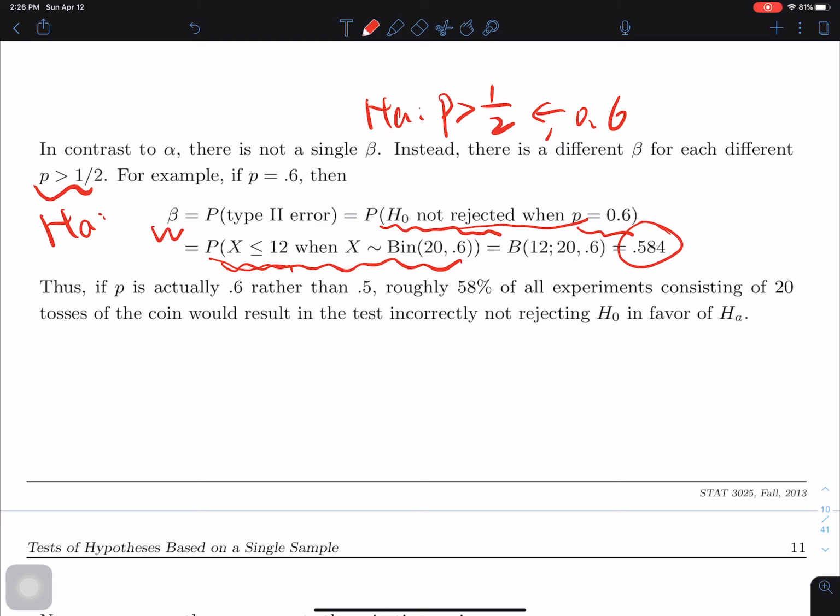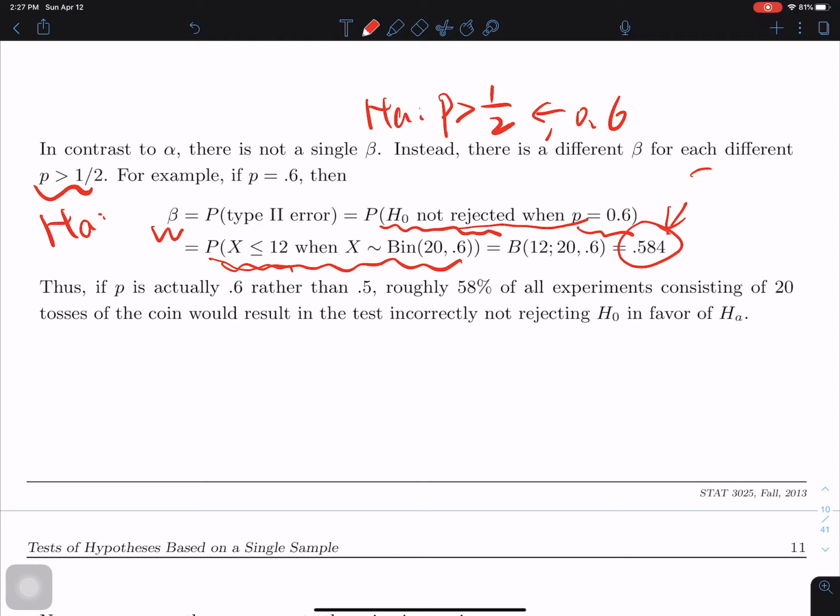So that is to say, if my coin is not fair, and if P is actually 0.6 rather than 0.5, then roughly 58% of all experiments consisting of 20 tosses of the coin would result in the test incorrectly not rejecting H0. So this type 2 error is pretty high, right? When my alternative hypothesis is true, this test is not very powerful to detect it, okay?